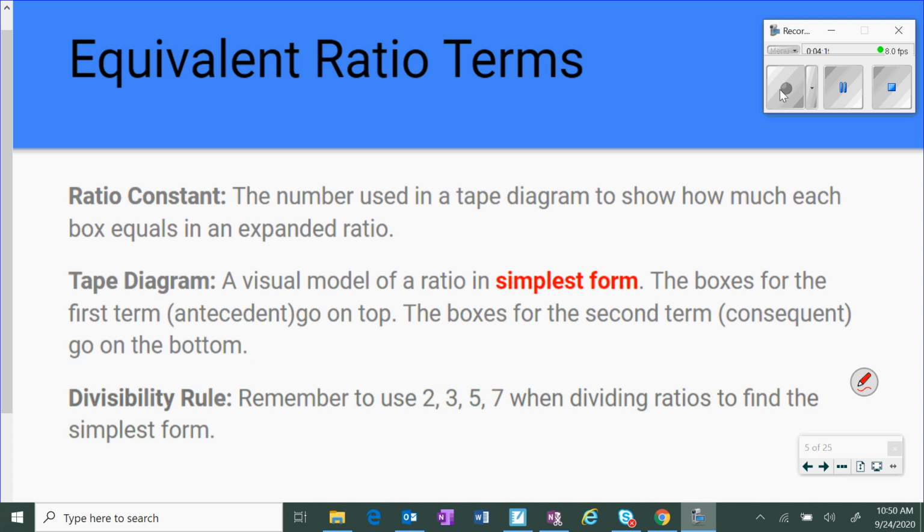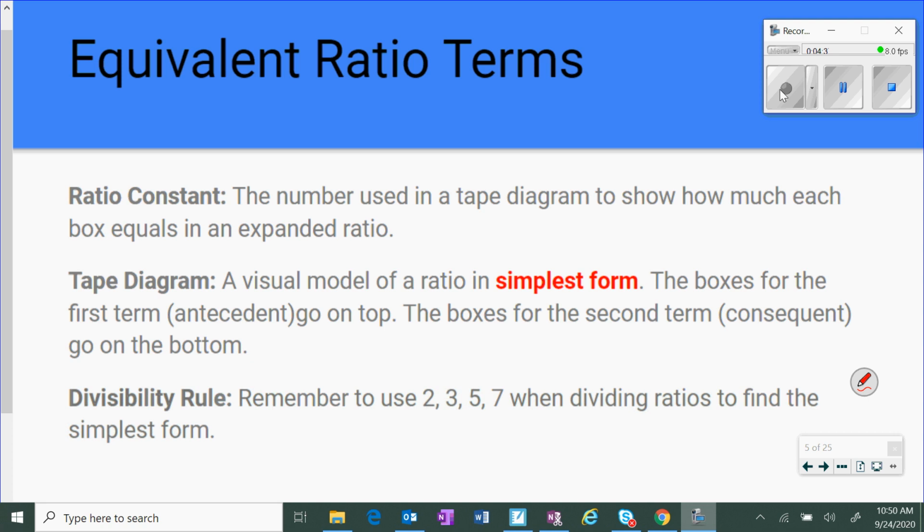A ratio constant: the number used in a tape diagram to show how much each box equals in an expanded ratio. We'll show you that in a minute. It'll make more sense once you see it.